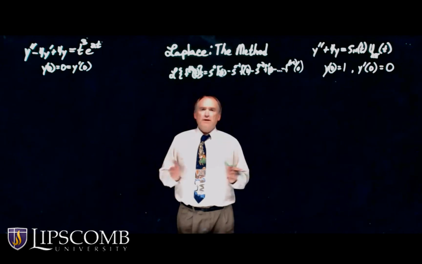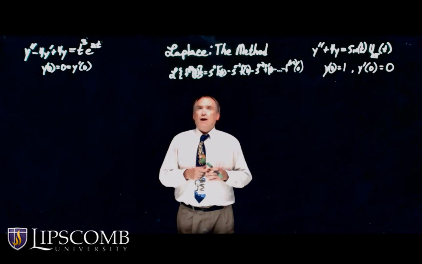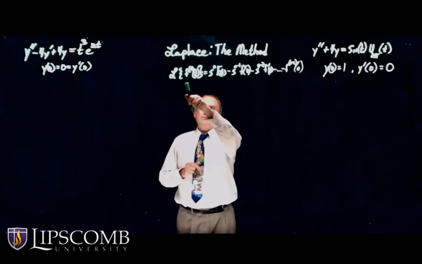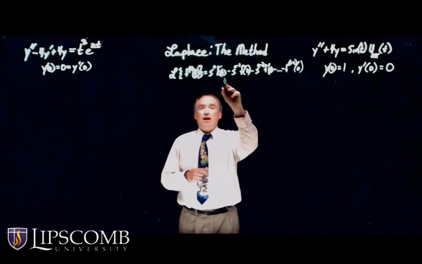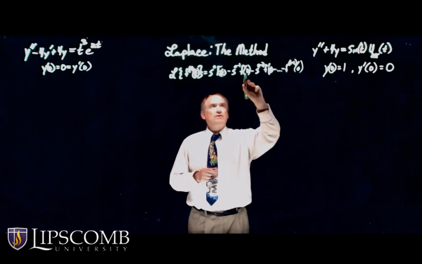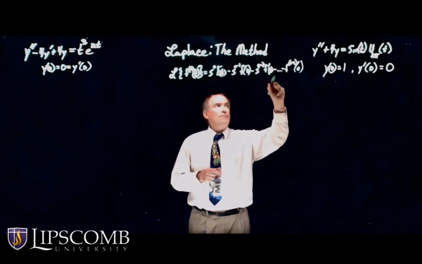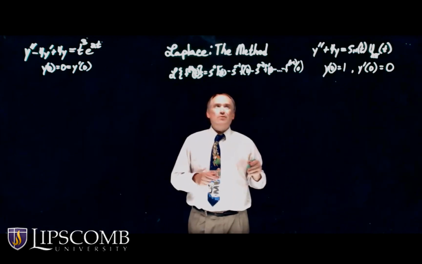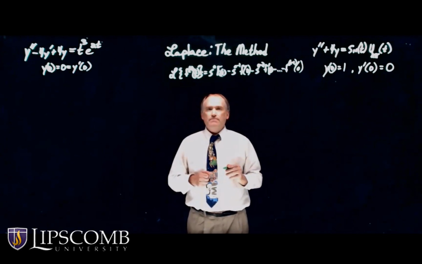Now we're going to finally get to the Laplace method. I want to remind you of the formula for the Laplace of the derivative. The Laplace of the nth derivative of f is equal to s to the n times the Laplace of f, minus s to the n minus 1 times f of 0, minus s to the n minus 2 times f prime of 0, minus dot dot dot, minus the n minus first derivative of f at 0. And all these f's are the original function. This is the Laplace of the function.